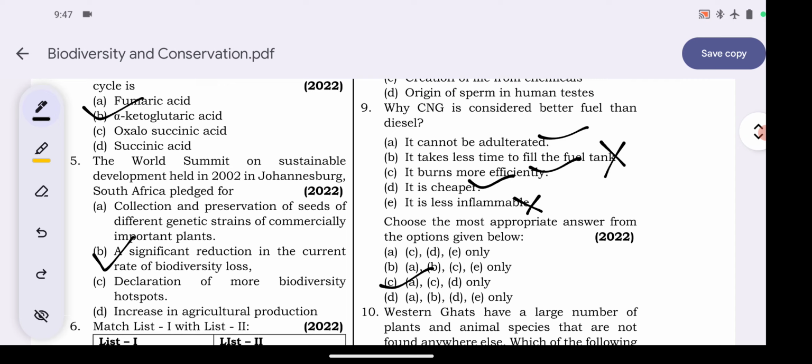CNG is better fuel than diesel and petrol because it burns more efficiently than diesel or petrol. It is cheaper and it cannot be adulterated. Okay. C option is the correct answer.